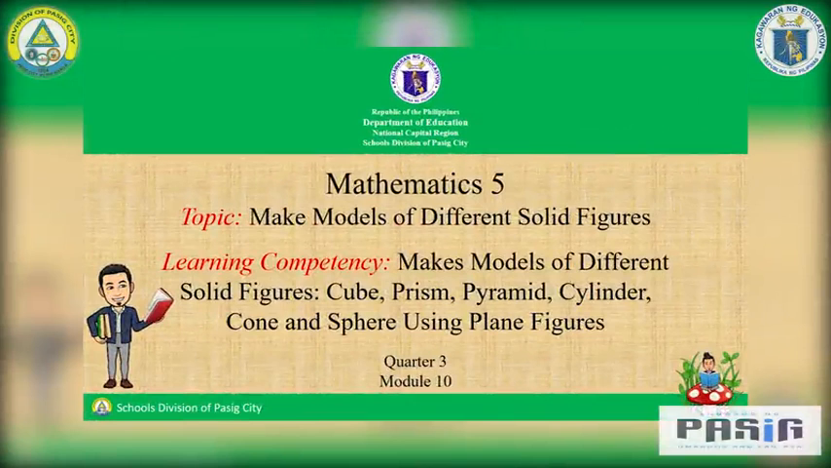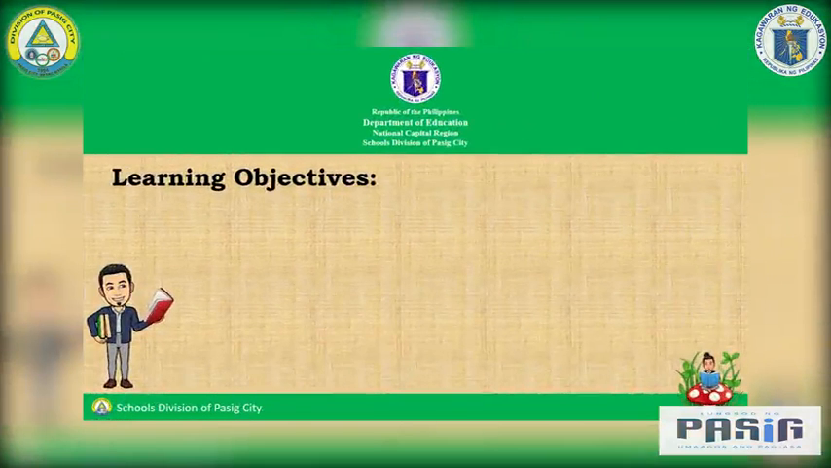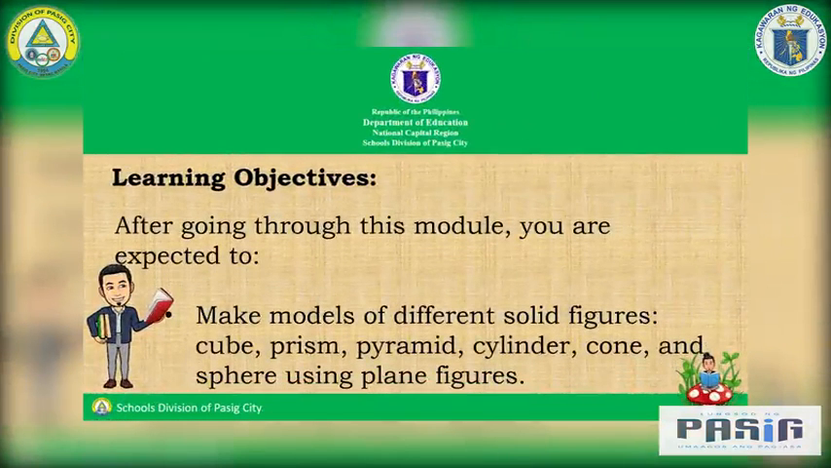Learning competency: makes models of different solid figures like cube, prism, pyramid, cylinder, cone, and sphere using plane figures. Quarter 3, Module 10. For the learning objective, after going through this module, you are expected to make models of different solid figures, cube, prism, pyramid, cylinder, cone, and sphere using plane figures.